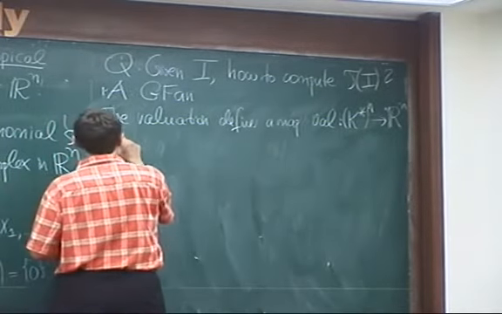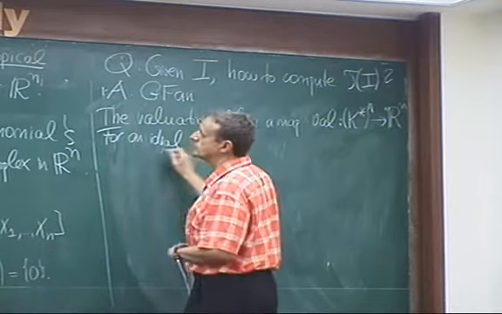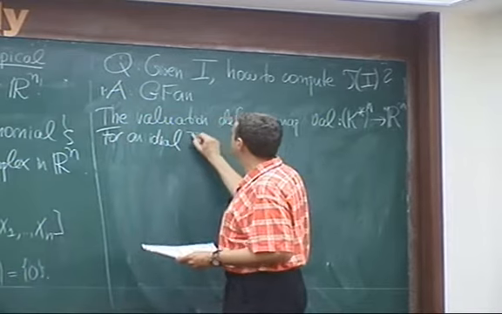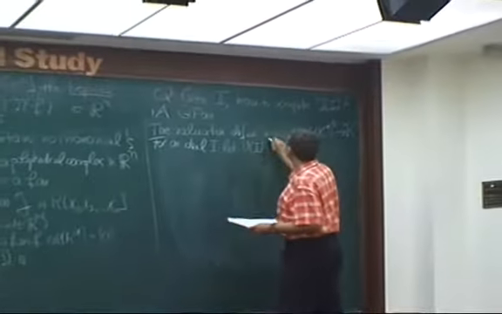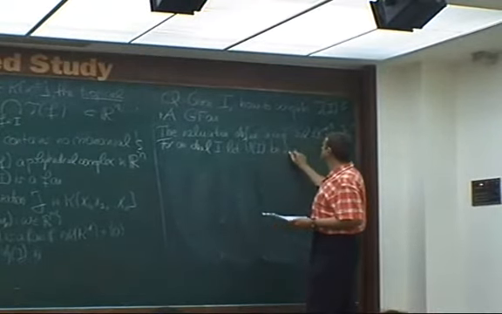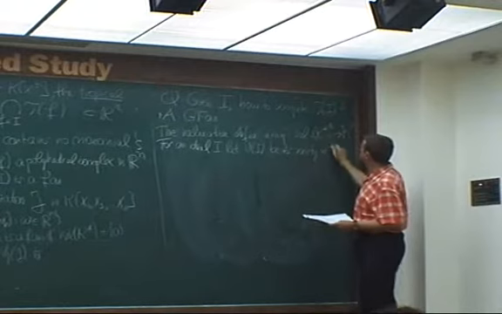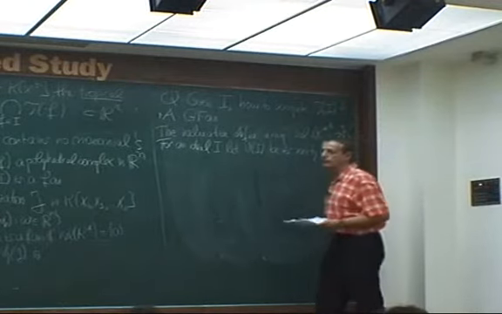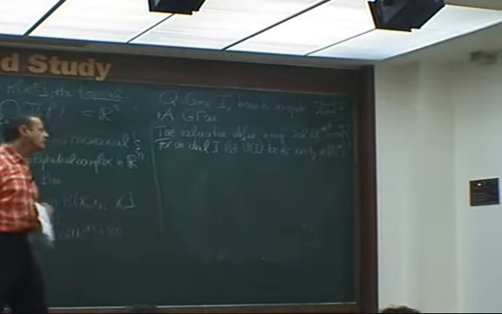Now, if I have an ideal, for instance in the Laurent polynomial ring, for an ideal I, let V of I be its variety in the torus. Okay, so I'm only taking those zeros, those solutions to the equations, all of whose coordinates are non-zero.